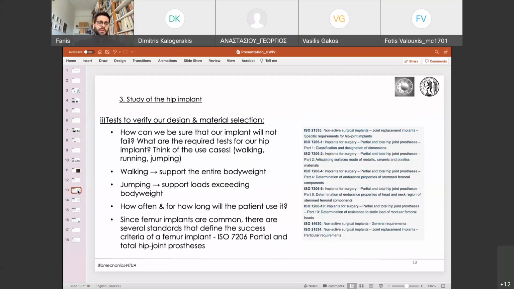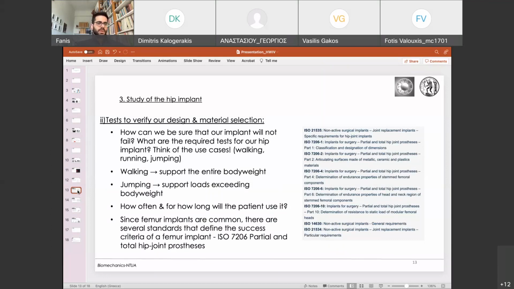Now we have a material and we have an idea about the material properties and what we're looking for, what is crucial and what is important for us. We have to think a bit about the scenarios and the use cases, how it's going to be used, how this implant is going to be used, what are the loadings that it has to withstand in daily life.